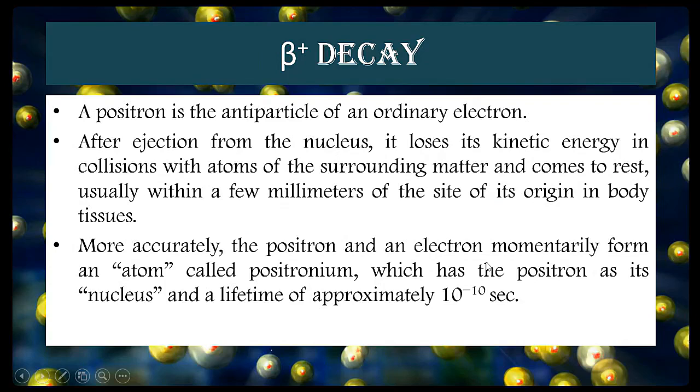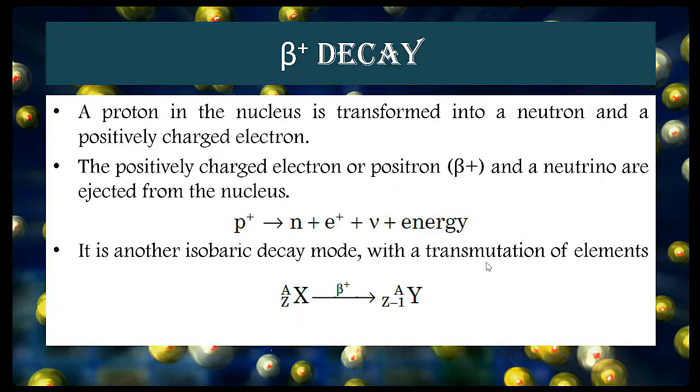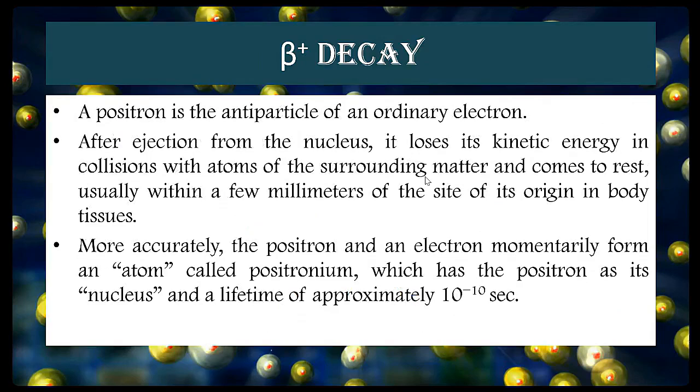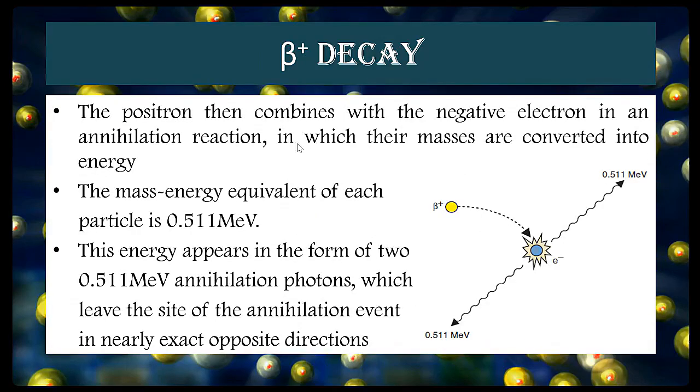Positron is an antiparticle of an ordinary electron. After this positron is ejected from the nucleus, it will lose its kinetic energy and start colliding with other atoms in the surrounding tissue. The positron and an electron can form an atom, that is positronium. Like when this positron is emitted, it will travel further and combine with another electron, and then form positronium.